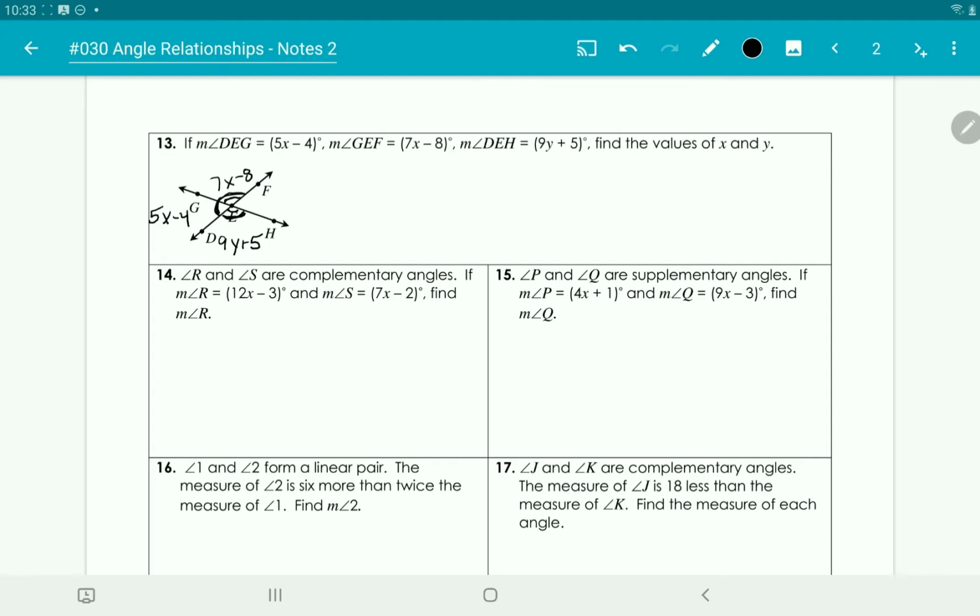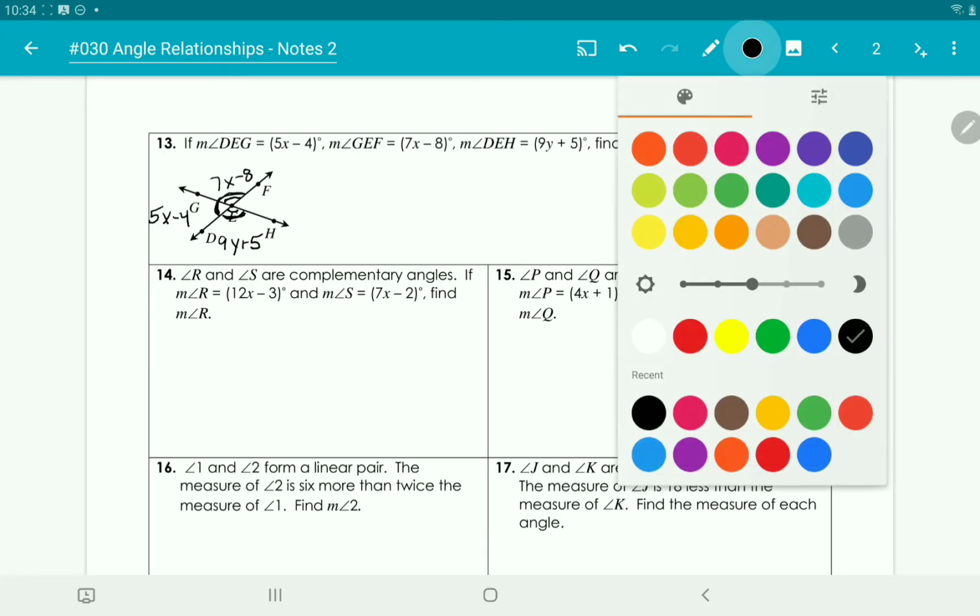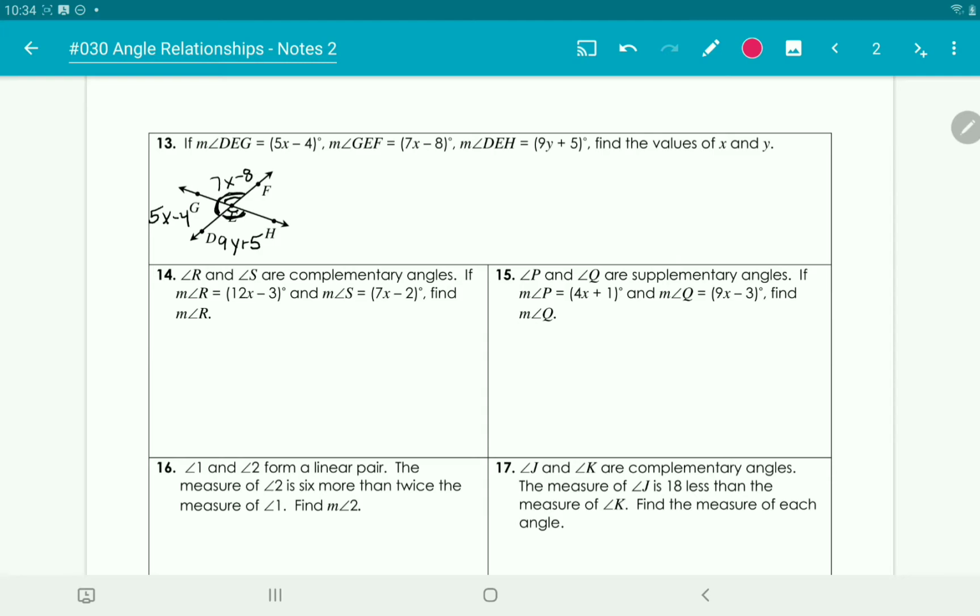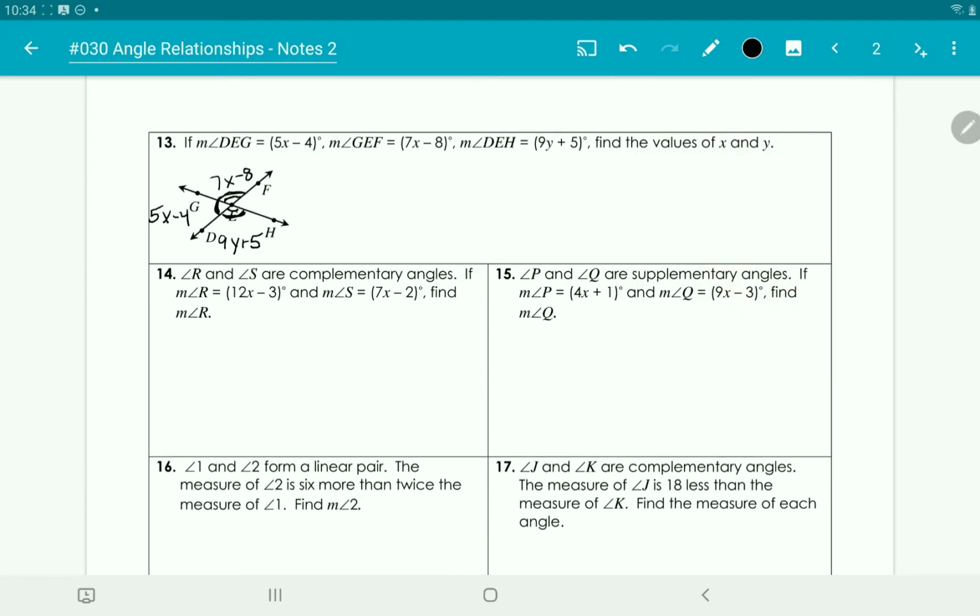So first we'll look at the ones that have x in it, so that we know that we have 2 that have x. These two, you can see, make up a straight line. So if I look with this color, you can see, if you trace all the way over, you get a straight line. So let's go back to black, and we can work with this. So since they make a straight line, we're going to add to 180. So we'll write 1, we'll write 5x minus 4, plus the other, 7x minus 8, equals 180.